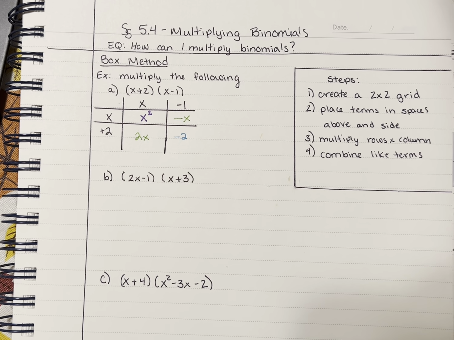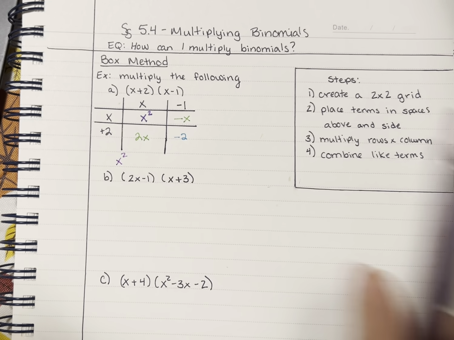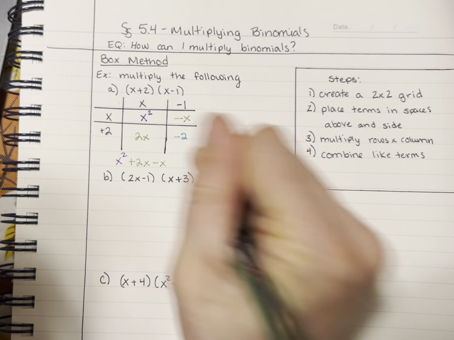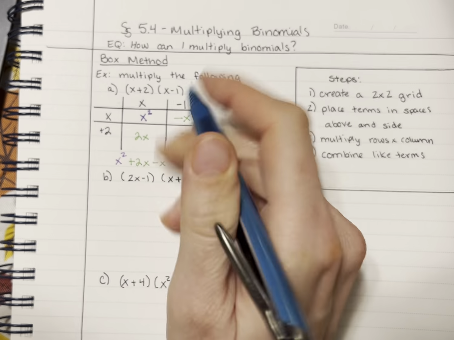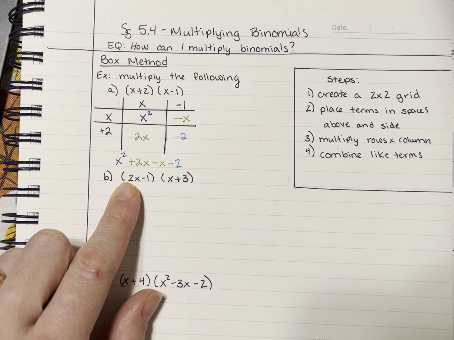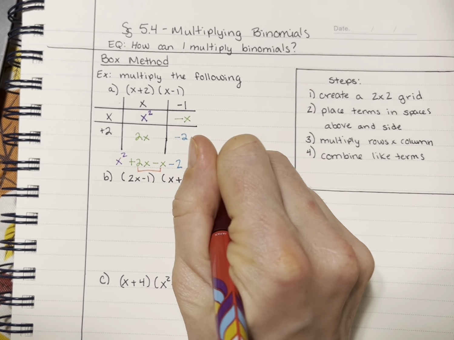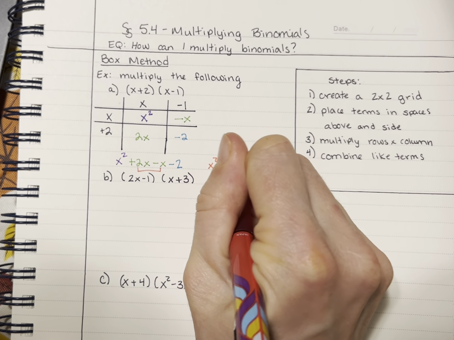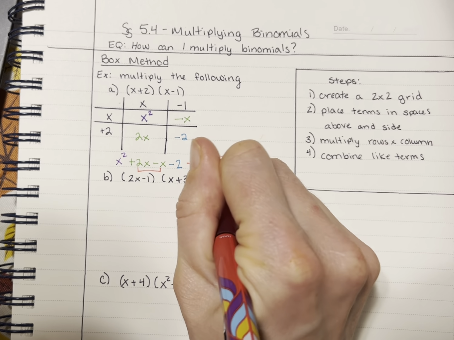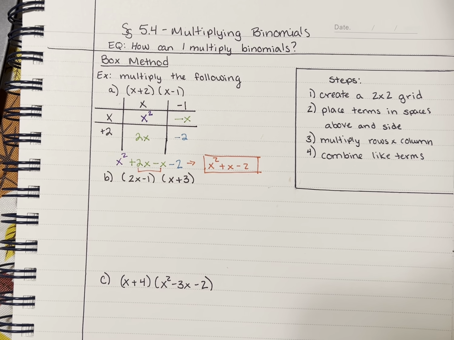And so again, just like our algebra tiles, I'm going to start by rewriting it. That's what we have so far. So far, we have x squared plus 2x minus x minus 2. And if I combine my like terms, which is the last step, the 2x minus x, well, 2x minus x is just x. So my answer is going to be x squared plus x minus 2. So that's how we can use the box method to multiply binomials. So again, exactly like what we just did with algebra tiles.